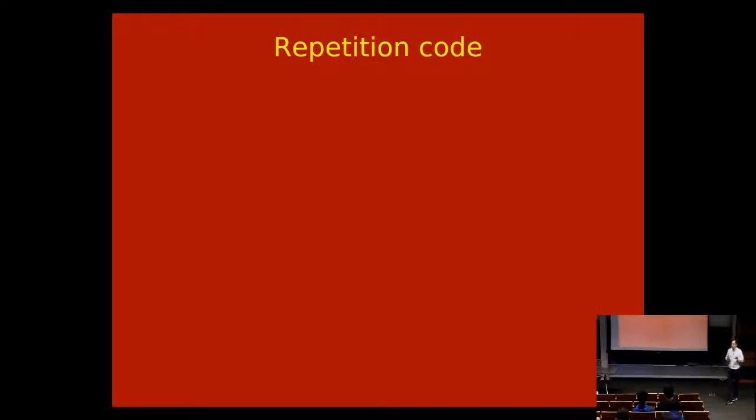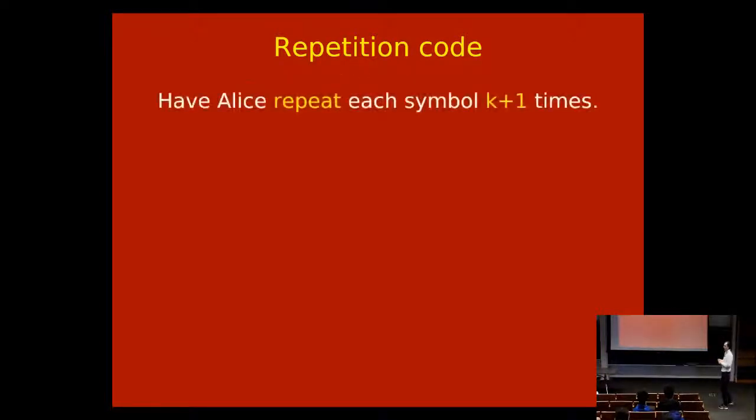So let me tell you the simplest thing you can do, which is not the worst thing in the world. It's called the repetition code. It's probably the first thing you'd think of. Let's say you knew that up to k of your symbols could get erased. Think of k as 2, so up to 2 of your symbols could be erased. What do you do? You just send each of your symbols 3 times, or in general, k plus 1 times.